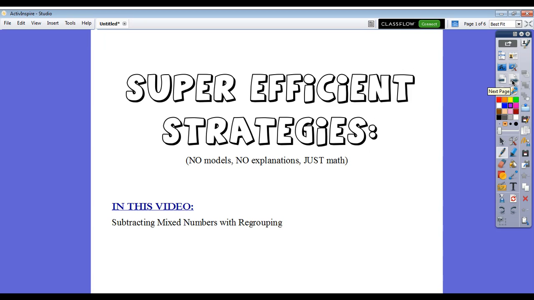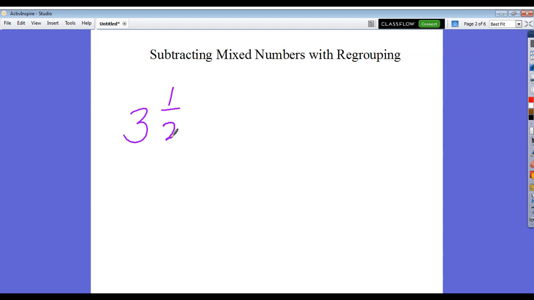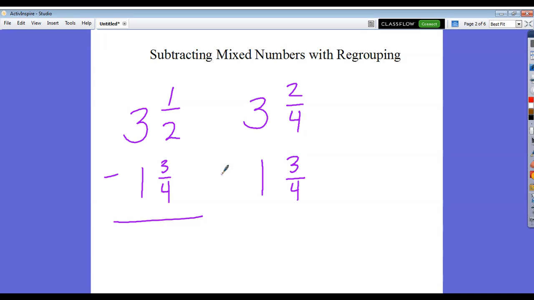In this video, we're going to be subtracting mixed numbers using regrouping. So if I want to subtract 3 1/2 minus 1 3/4, the first thing that I need to do is find a common denominator. So for 2 and 4, my common denominator is going to be 4. So I'm going to change 3 1/2 into 3 2/4. And I'm going to change 1 3/4, and actually that can stay 1 3/4 because it already had 4 as a denominator.